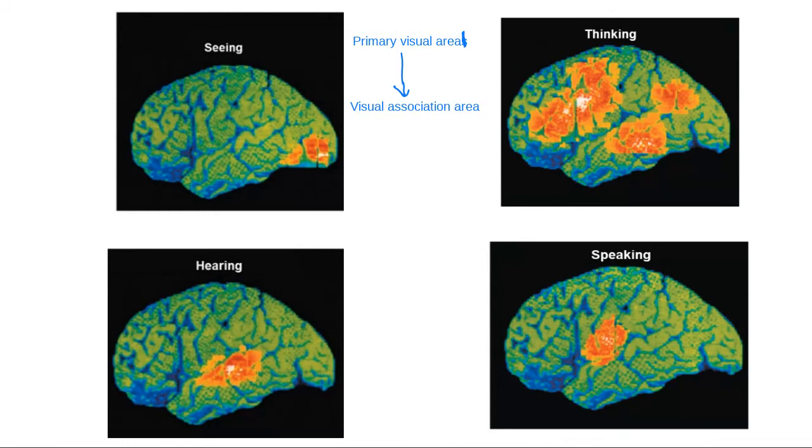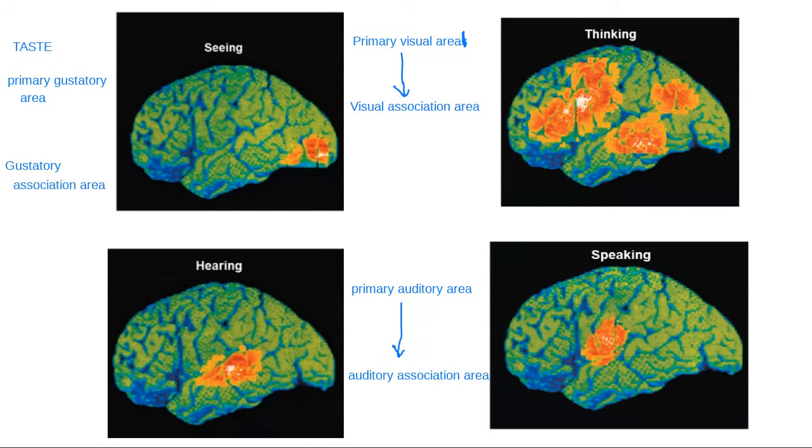Down here, my image shows me hearing. So information goes to the primary auditory area first. For me to figure out what I'm hearing, I send it to the auditory association area. If we had a picture of a brain that was tasting, let's pretend we have a tasting brain, that information goes to the primary gustatory area. And for me to figure out what it is I'm tasting, I send it to the gustatory association area.